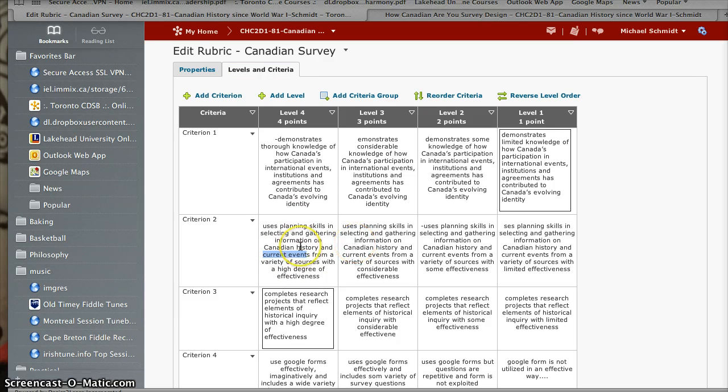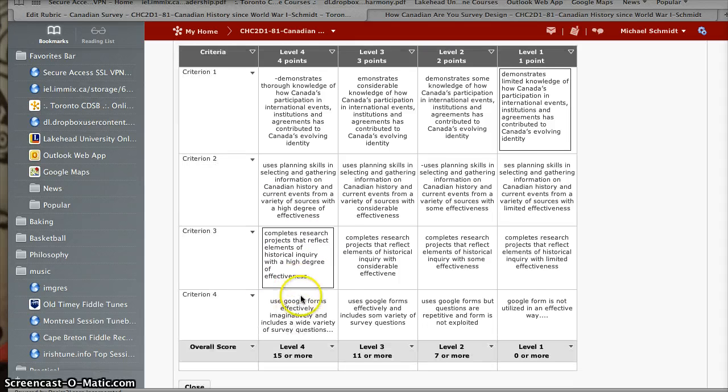Not just the content, but things that are happening that affect you today, in the last 10 years of your existence on this earth, matter as well. You can use all sorts of things from that time period. Okay. Complete research projects that reflect the elements of history inquiry with a high degree of effectiveness. That just means that you're making decisions and including things that are important. And use Google Form effectively, imaginatively, and include a wide variety of survey questions. So if every question is a true or false question, you probably won't do well on that.